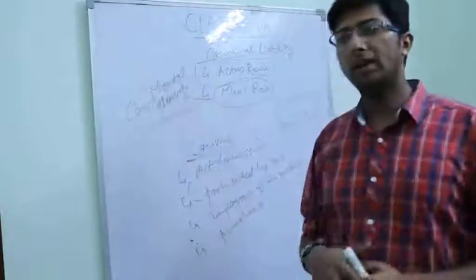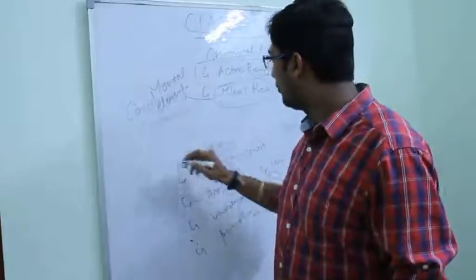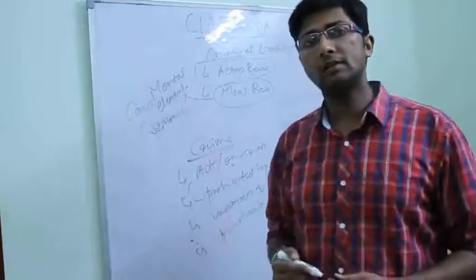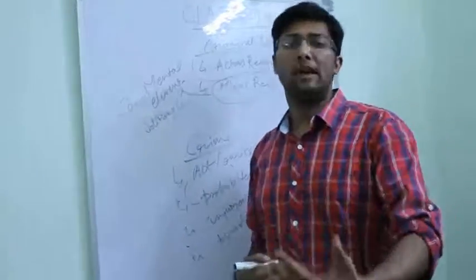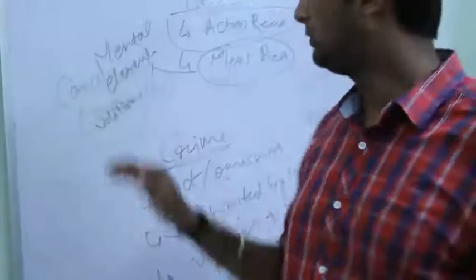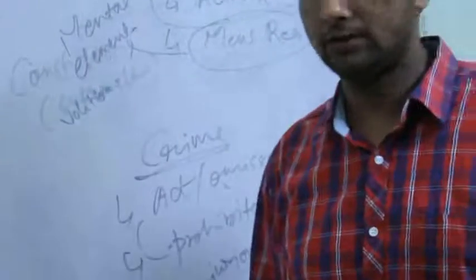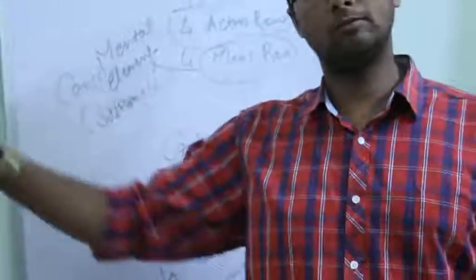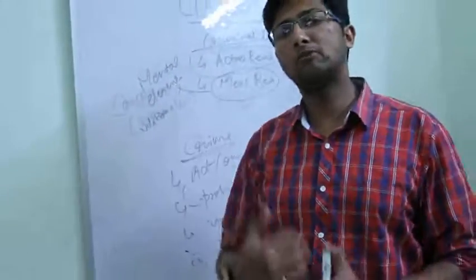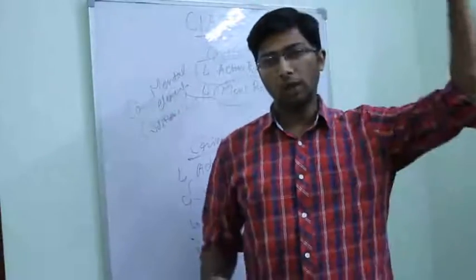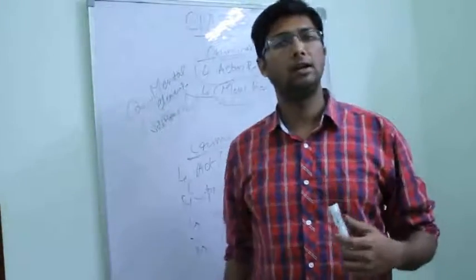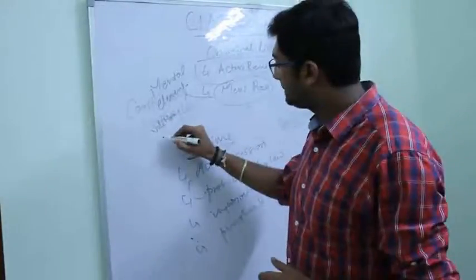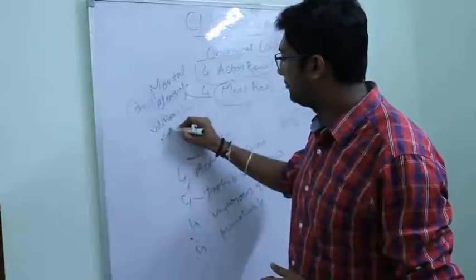Now under the mental element again come three portions. One is volition. Volition is your movement with your free will, which is quite similar to actus reus. If I'm raising my hand from here to here, it is because of my free will that I'm doing it. Nobody has put a gun on my head and asked me to move my hand. I'm doing this because of my free will. That is my volition.